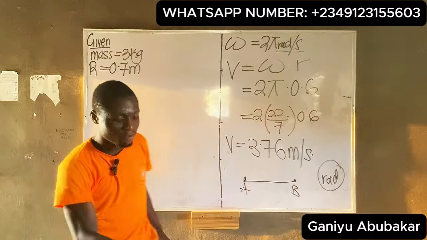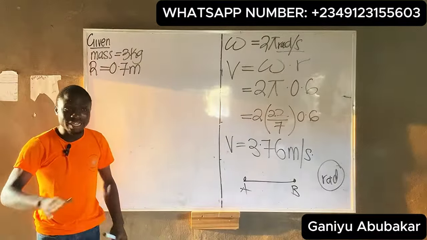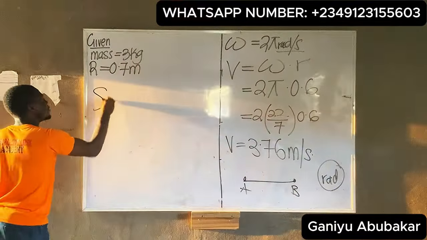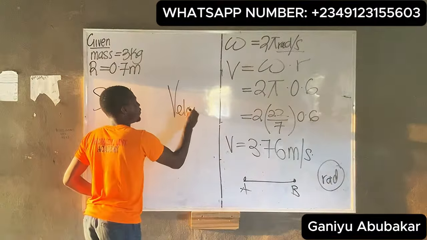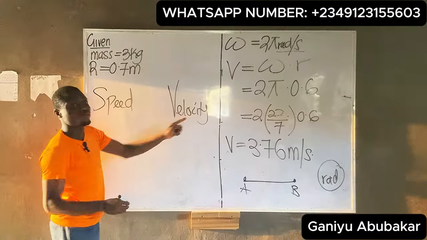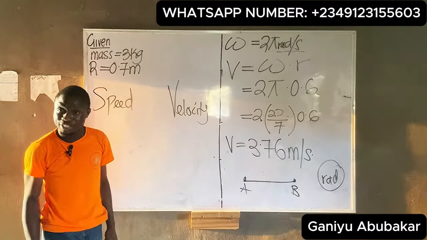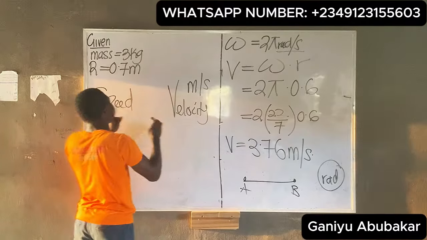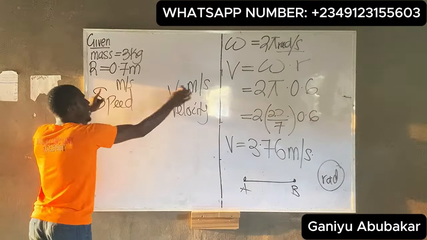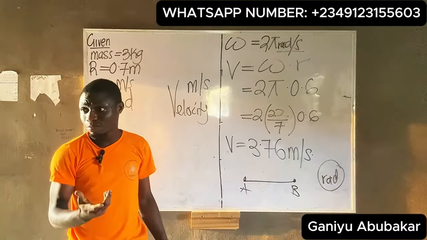Now, listen, let me show you this before I proceed. If I have speed and I have velocity, these two are the same. Yes, they are the same, and still yet, they are not the same. Velocity is meter per second. Speed is meter per second. They are the same SI units, no problem. But in real life, they are different.